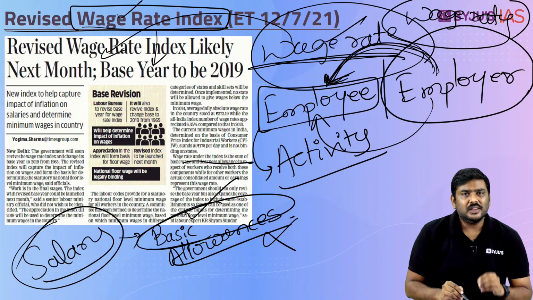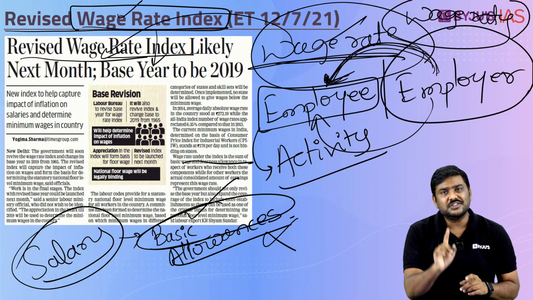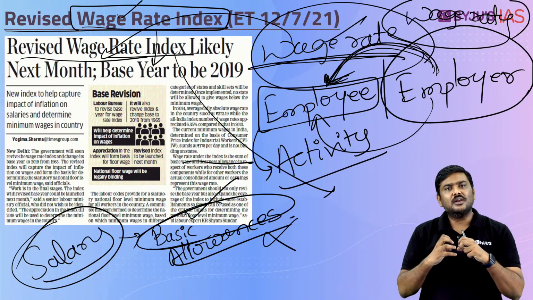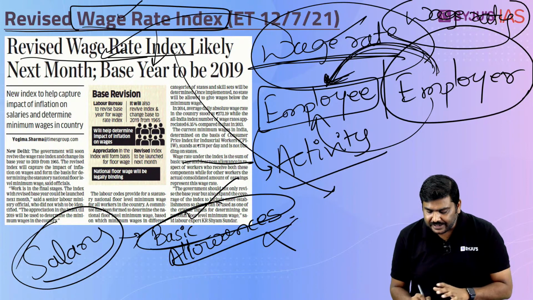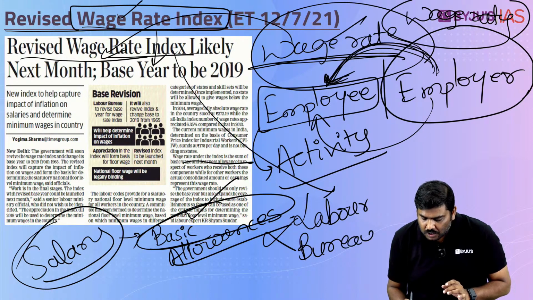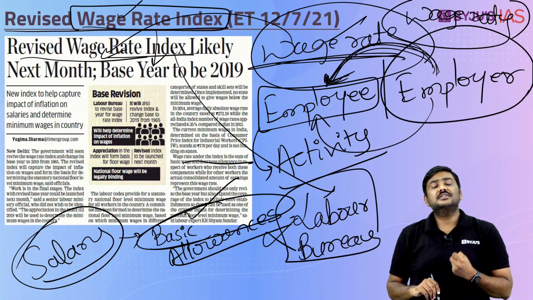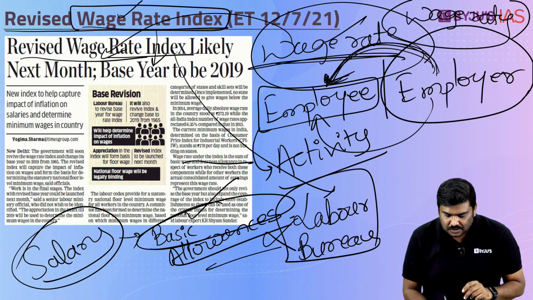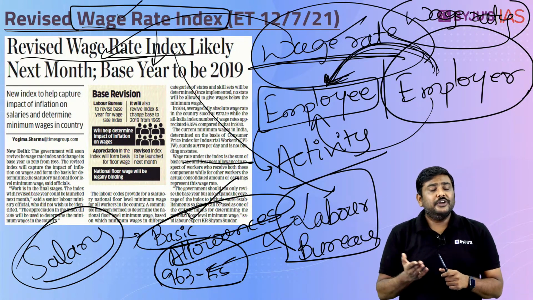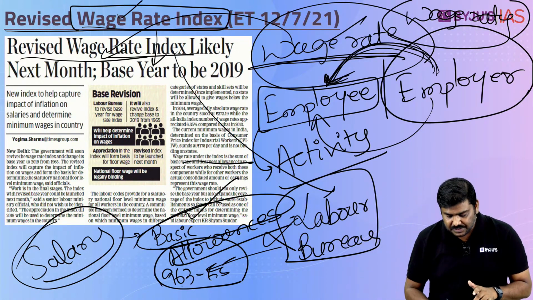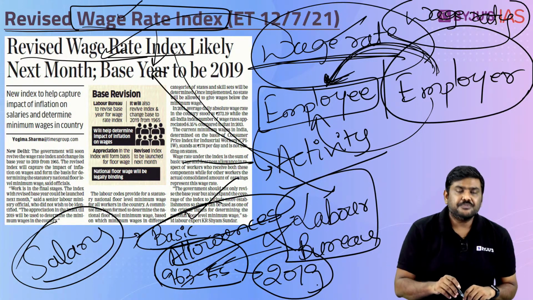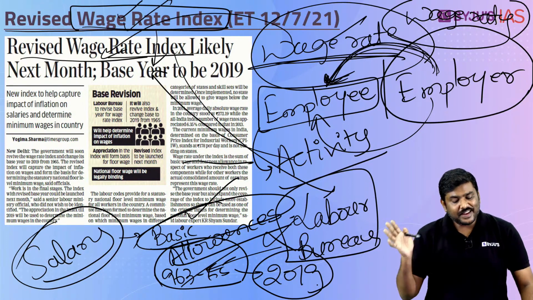Now beyond this, what are the interesting points with respect to this particular wage rate index? As of now, there are many industries which are considered to calculate a wage rate index, and that is calculated by Labor Bureau. Remember this also. It is calculated by Labor Bureau, but an important point that you need to note here is the base year as of now for the calculation of this particular index is 1963 to 65, and Government of India wants to revise this particular base year from 1963-65 to 2019. So these are certain very important points with respect to this particular wage rate index.